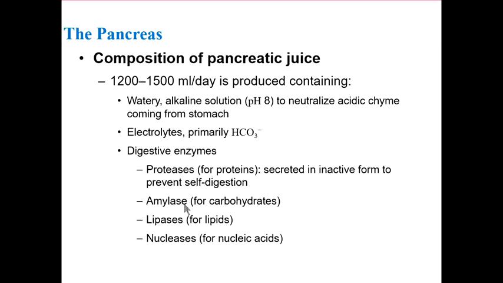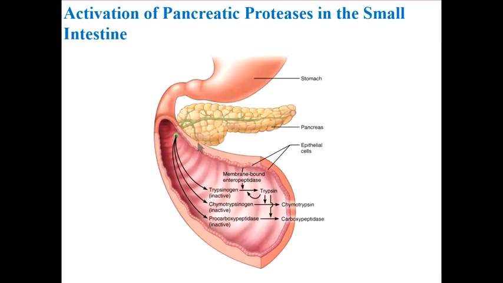Amylase is the enzyme in the pancreatic juice to break down carbohydrates. Lipase is for lipids, and nucleases for nucleic acids. So nice names to correspond with each of the 4 nutrients. So here we see some enzymes being released by the pancreas, the pancreatic juice, and the proteases that we said get released in inactive form. Here are 3 different types of proteases to break down proteins.